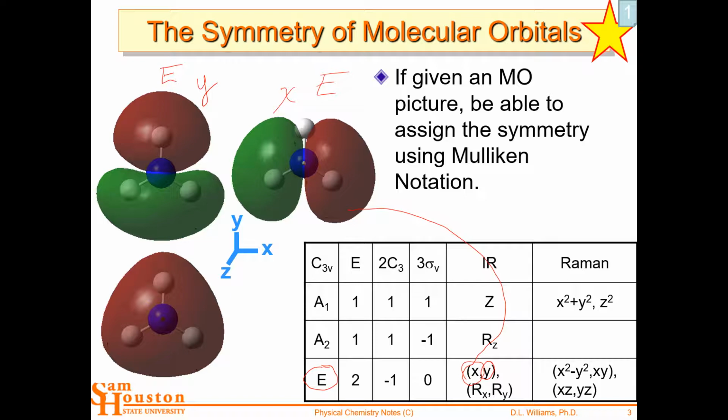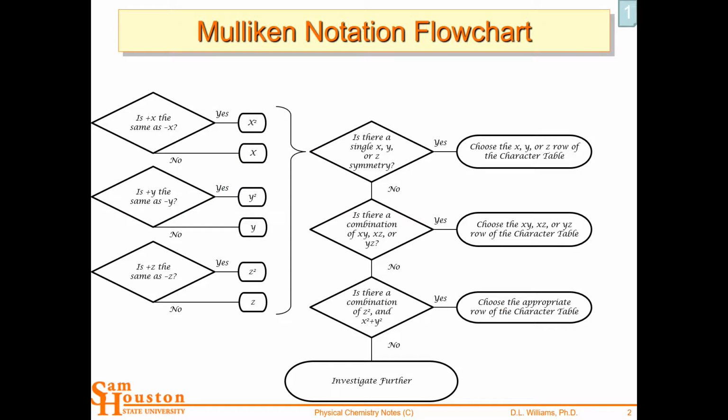Now the bottom one, I did that one last because it's a little trickier. Okay, we look in positive x and negative x, it's the same. Y is the same, positive and negative, z is the same, positive and negative. So all of them are the same, meaning it's not x or y or z. So what do we do in that case? It would be x squared or y squared or z squared. And so we come here, is there a combination? Like up here, this question: is there a single x or y or z? You say no.